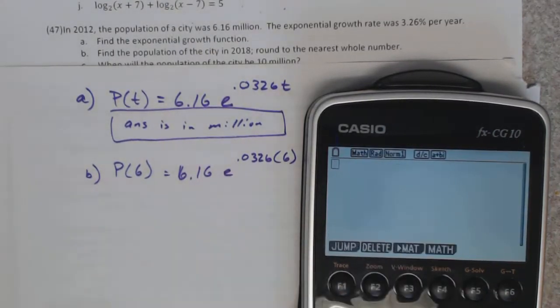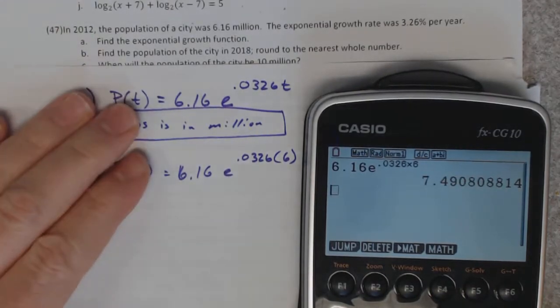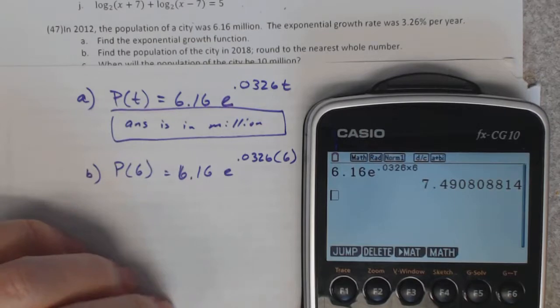All right, let's delete everything. We want 6.16 e to the power of 0.0326 times 6. That's 7.49 million. And it wants to round to the nearest whole number.